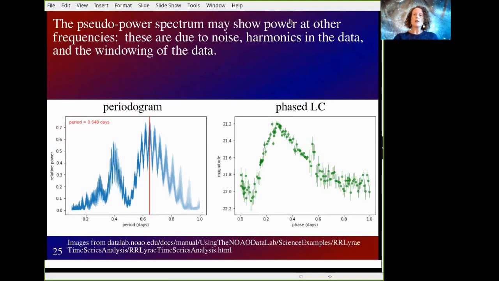So the Lomb-Scargle periodogram is a very useful method for searching for periods in light curves. And this is one that we will also be using in the Jupyter notebooks when we go to the hands-on session.